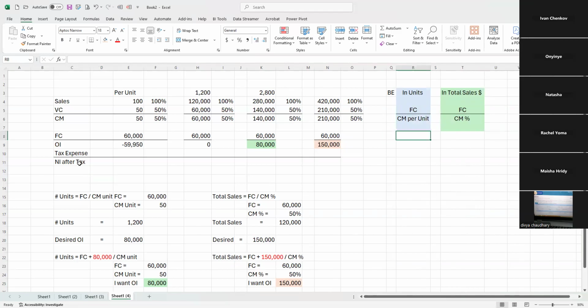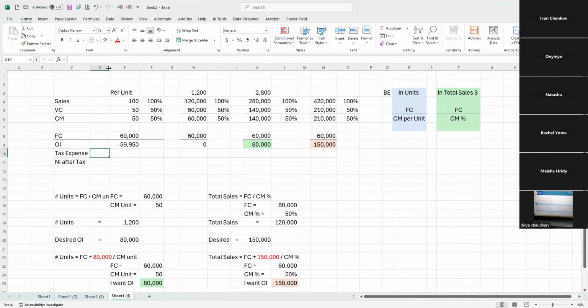Okay, so now net income after taxes. Now let's say the tax rate is how much? Give me a tax rate. 5%? Maybe 13. Let's go with 20. 20 is more realistic. Even though it's higher, let's say 20%. So what does that mean?